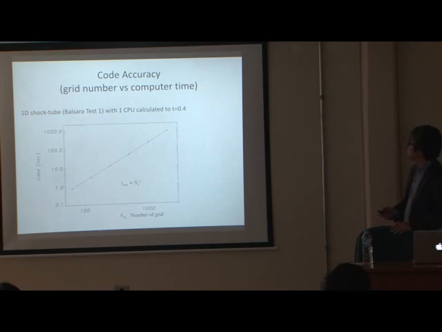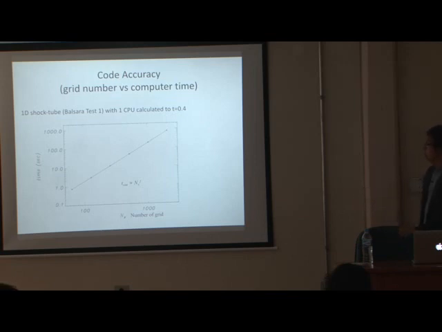Okay, so this is code accuracy. This is a simple shock tube test using one CPU to calculate up to one initial time. Then we can change the number of grid cells, and see how much time you need to calculate. This is based on the Racine code, yes.